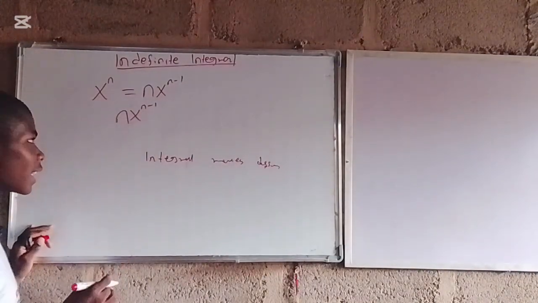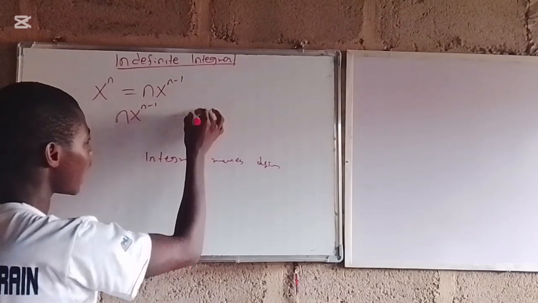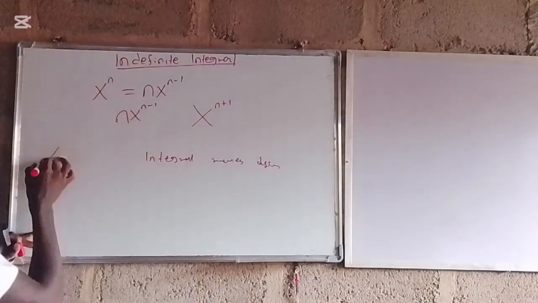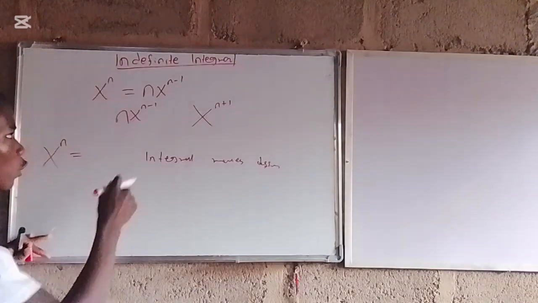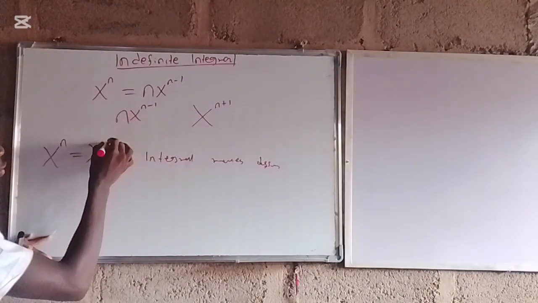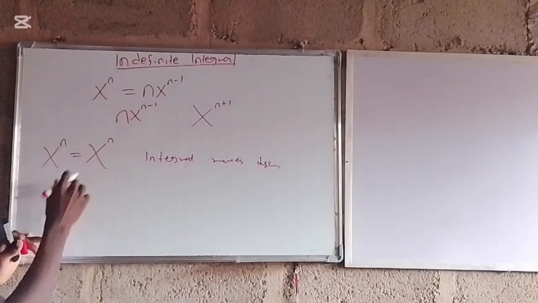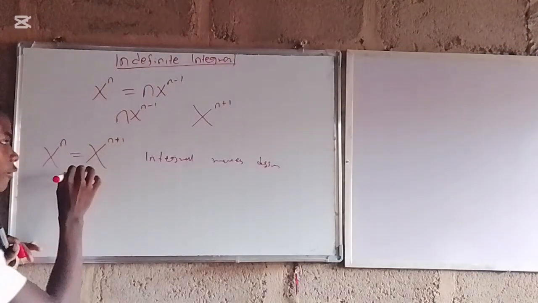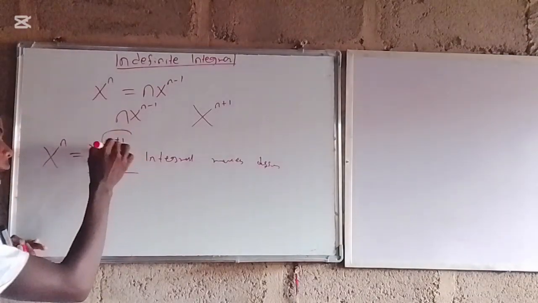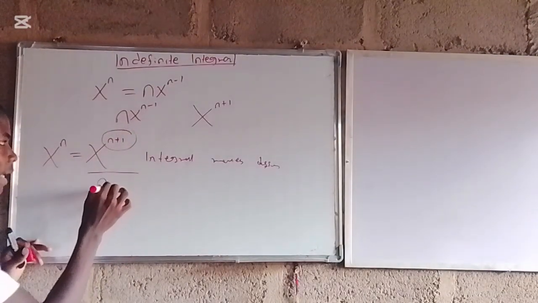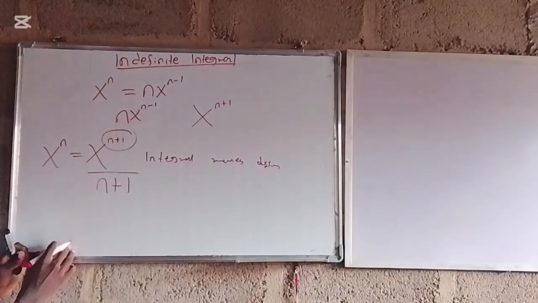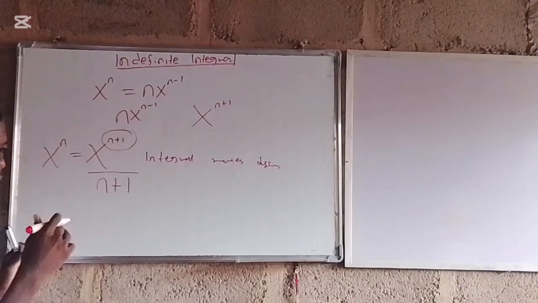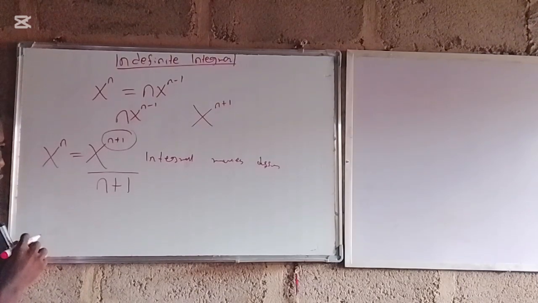So in integration we are going to say x raised to the n plus 1. If I have x to the power of n, I already have the power, so I have to add 1. If I add 1, then I have to divide by what? By n plus 1. So this is integration. So we said integral is what? It's a reverse of differentiation.